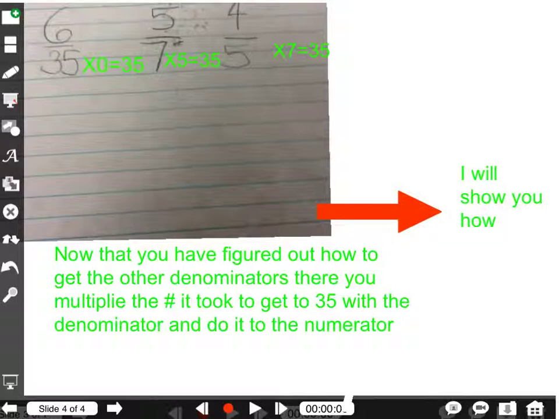You also have to do what you did to the bottom to the top. So you would multiply 4 by 7, 5 by 5, and 6 by 1 because that's what you multiplied them by on the bottom. So this is what it would look like after you're done.